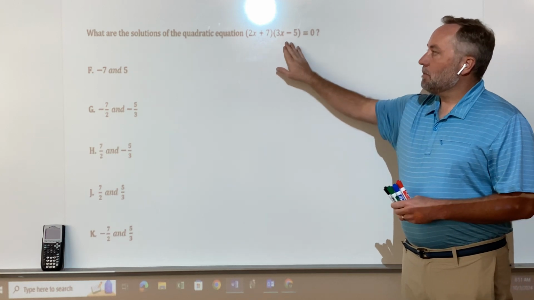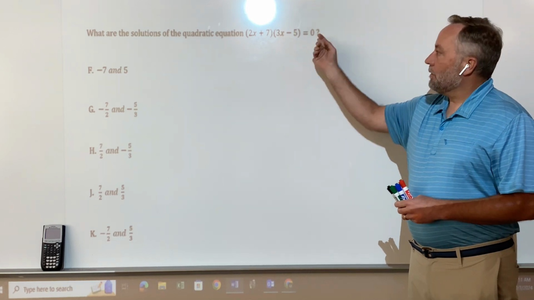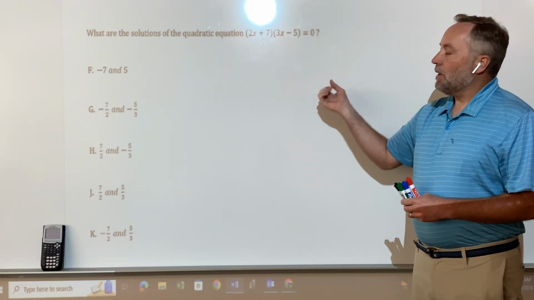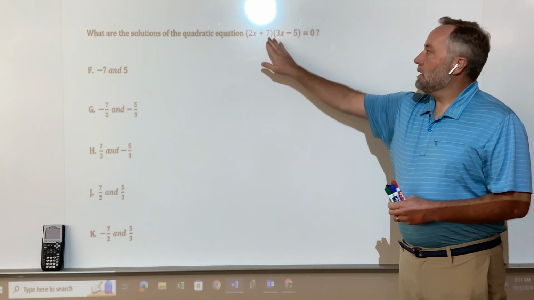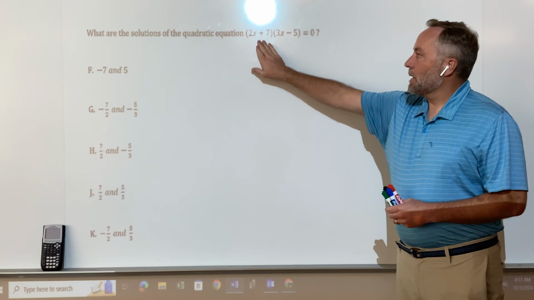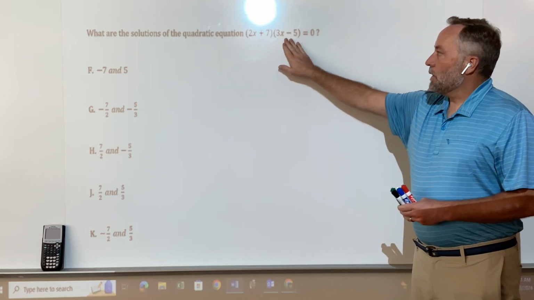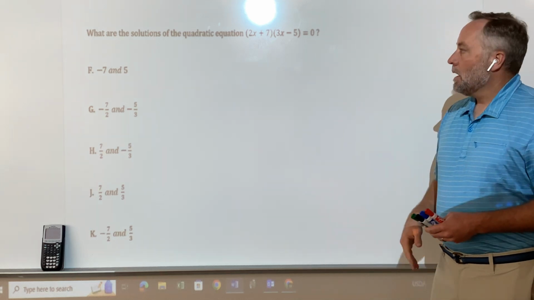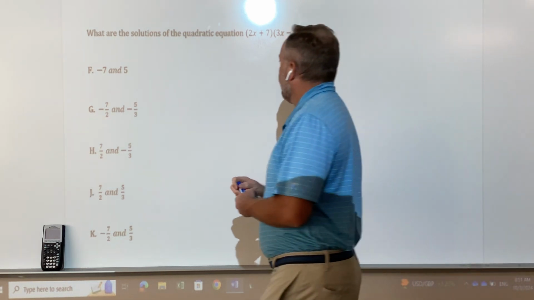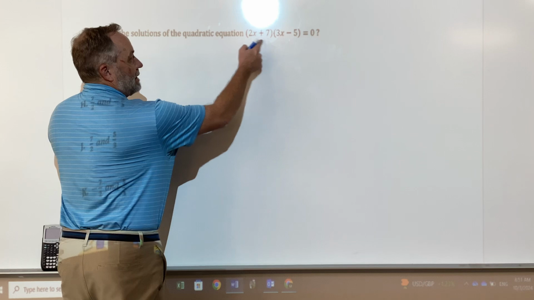So we have two things being multiplied, and the result needs to be 0. Since we know that 0 times anything will give us 0, we just need to figure out which value of x will make the first parentheses 0, and which value of x will make the second parentheses 0, and both of those solutions will work for this equation. All right, so let's do exactly what we said.